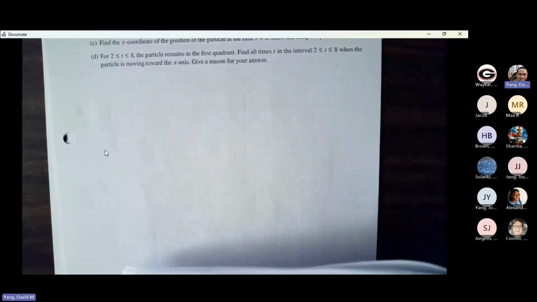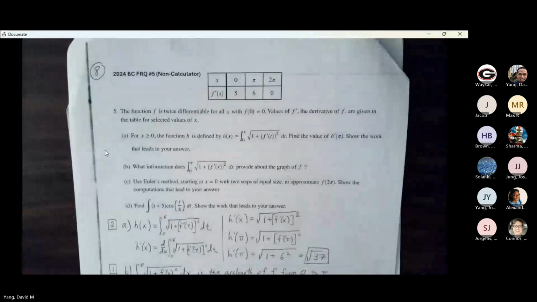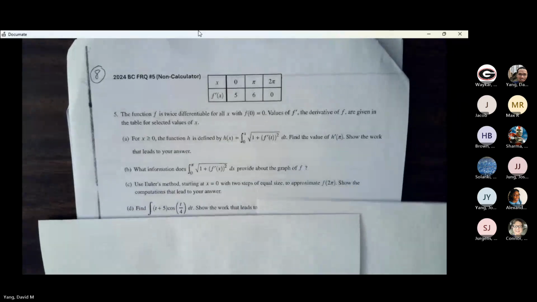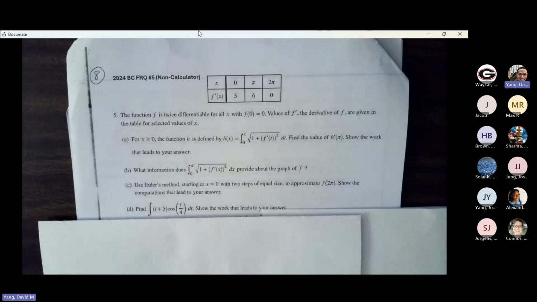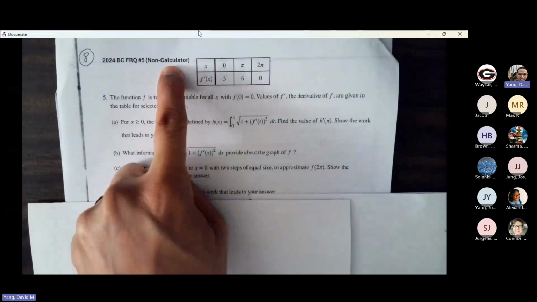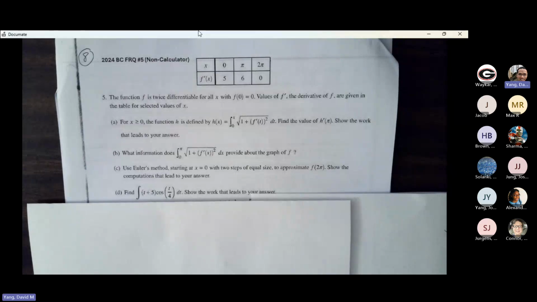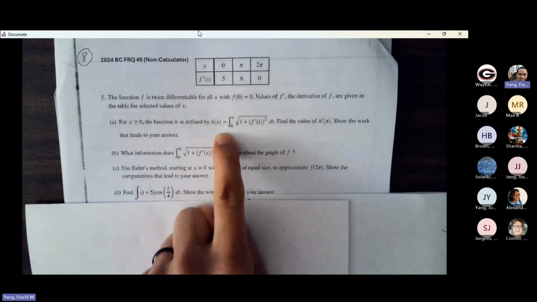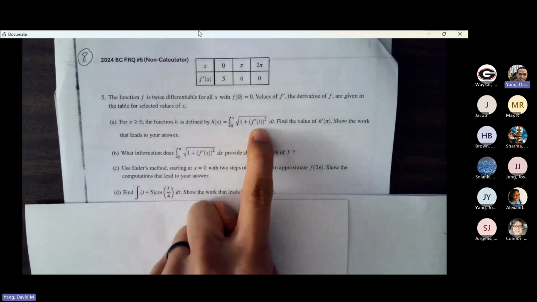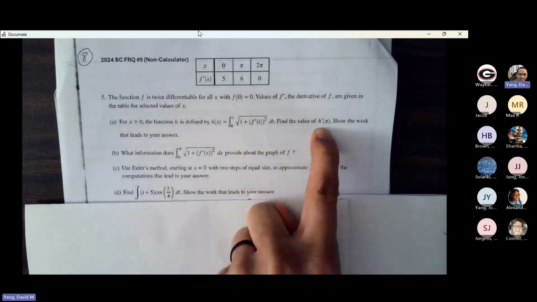Okay, number 5. Function f is twice differentiable, so now we're back to non-calculator here. Function f is twice differentiable for all x with f of 0 equals 0. Values of f prime, the derivative of f, are given in the table. For x greater than or equal to 0, function h is defined as h of x is the integral from 0 to x of the square root of 1 plus f prime of t squared. Find the value of h prime of pi.